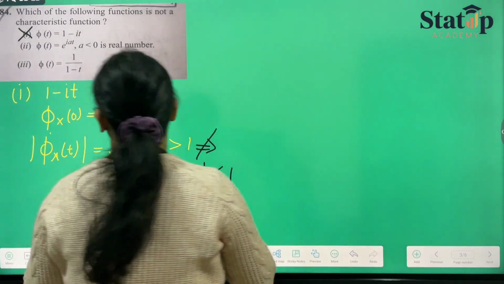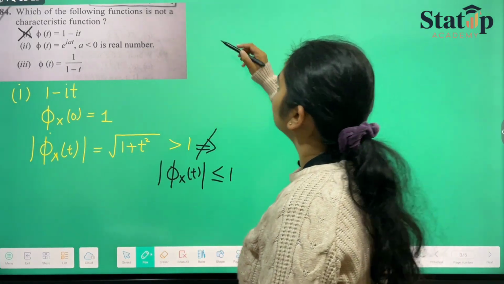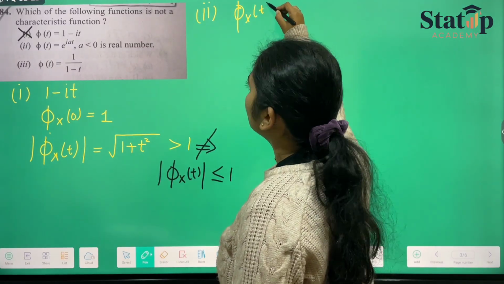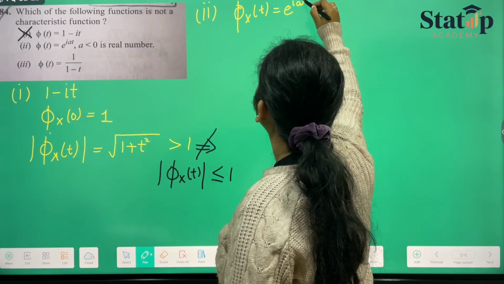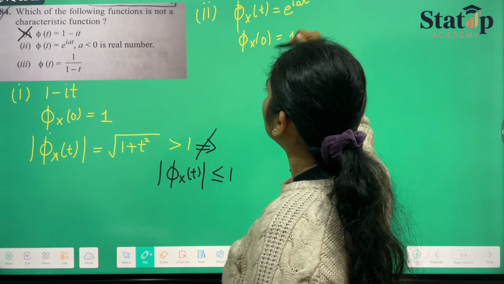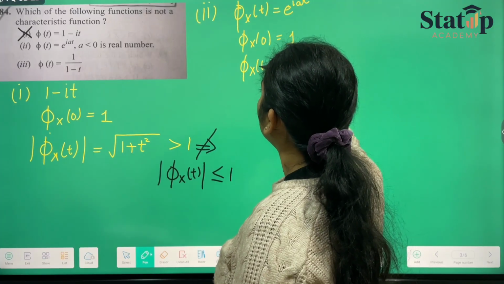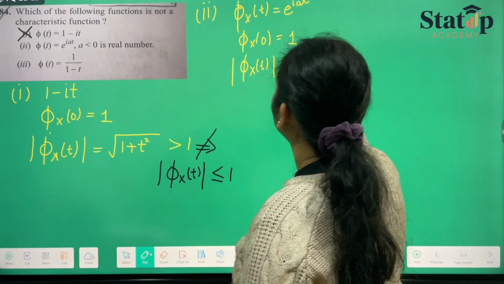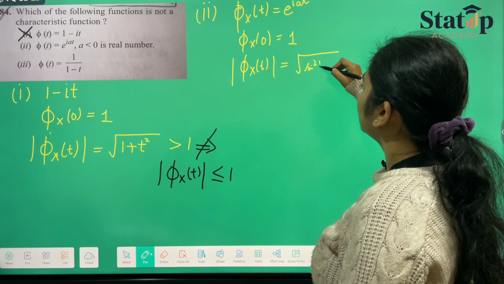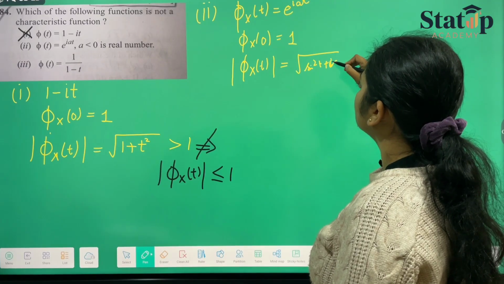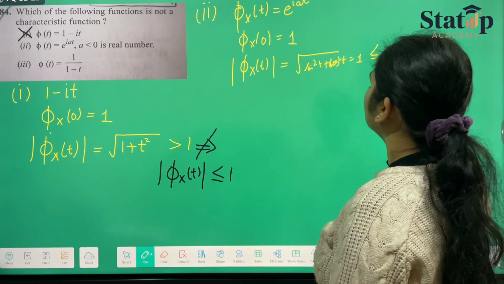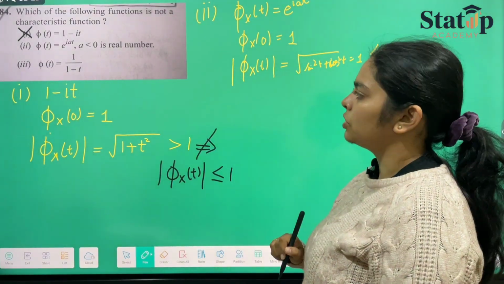We don't have to check the third condition because it is not a characteristic function. The second function given to us is phi t equals e raised to the power iat. Now if we take phi x 0, it will be 1 only, since e raised to the power 0 is 1. If we take the modulus of phi x t, which is e raised to the power iat, it can be taken as under root of sine square at plus cos square at, which is 1, and hence satisfies the condition of being less than or equal to 1. The second condition is also satisfied.